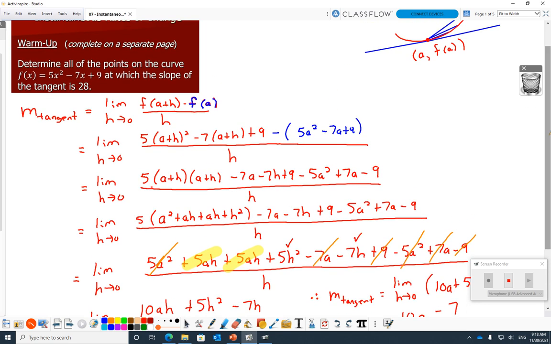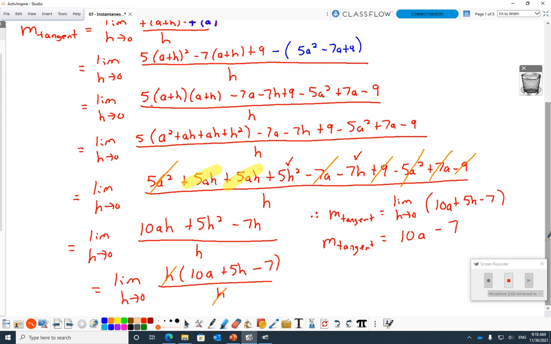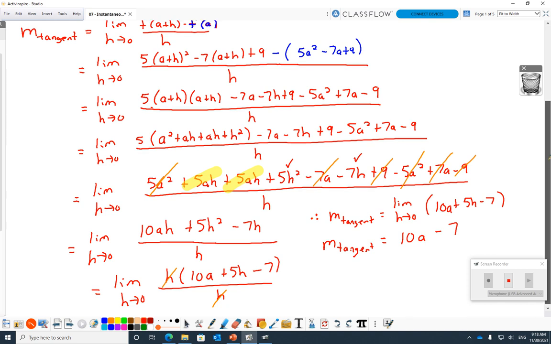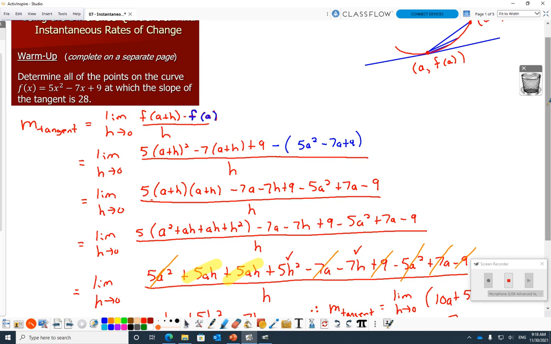Determine all the points on the curve at which the slope is 28. They don't give you the a value. They give you the slope. And because you did it with a values, you're like, yeah, that's no problem. I don't care whether you give me the a value or you give me the slope. Now think about this power for a second. Now on the graph of 5x squared minus 7x plus 9, some crazy parabola, we can find out where the slope is 28. Yeah? Very, very big power difference in using the a value.